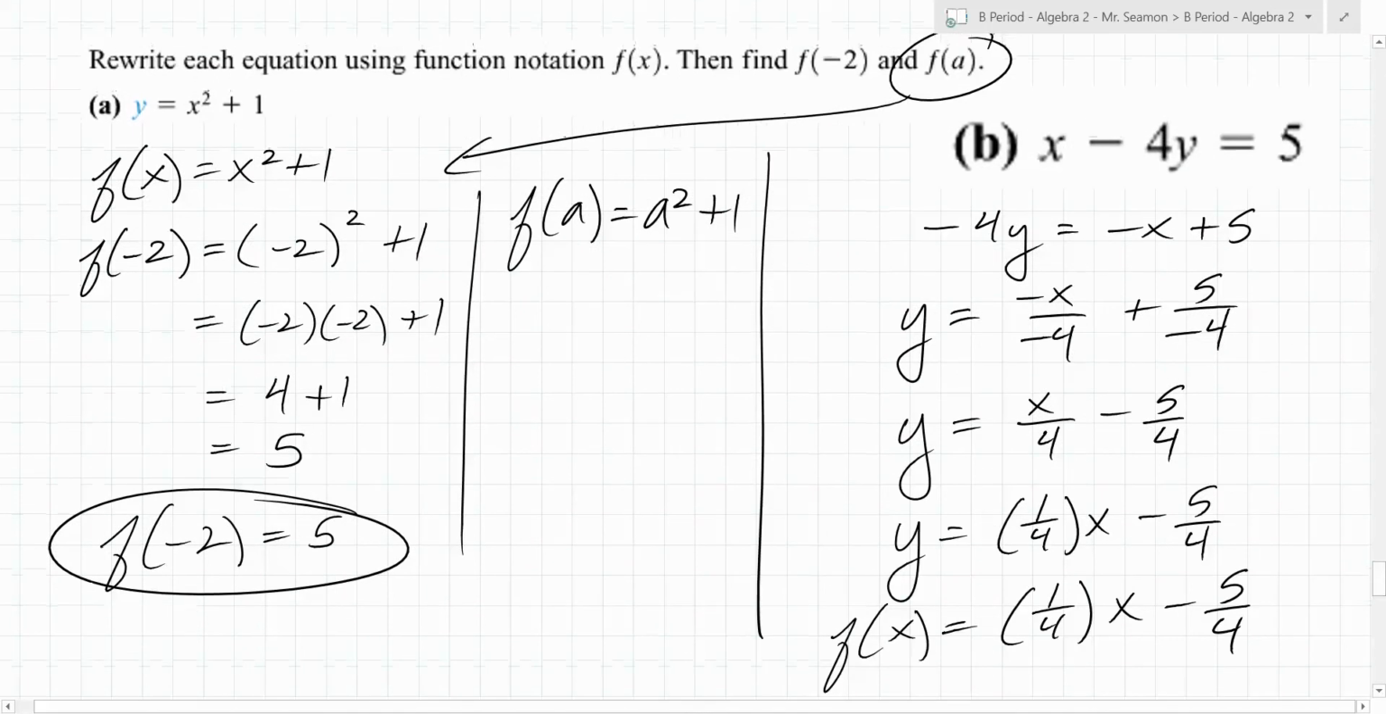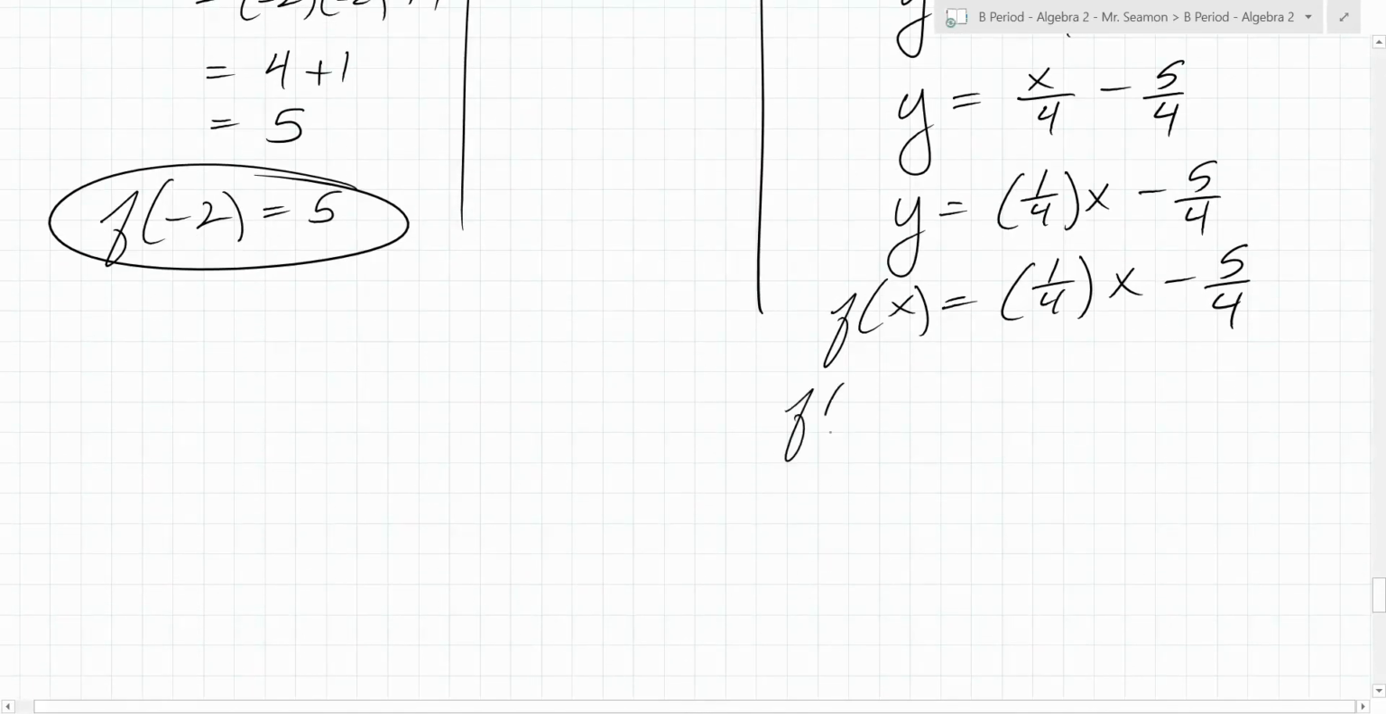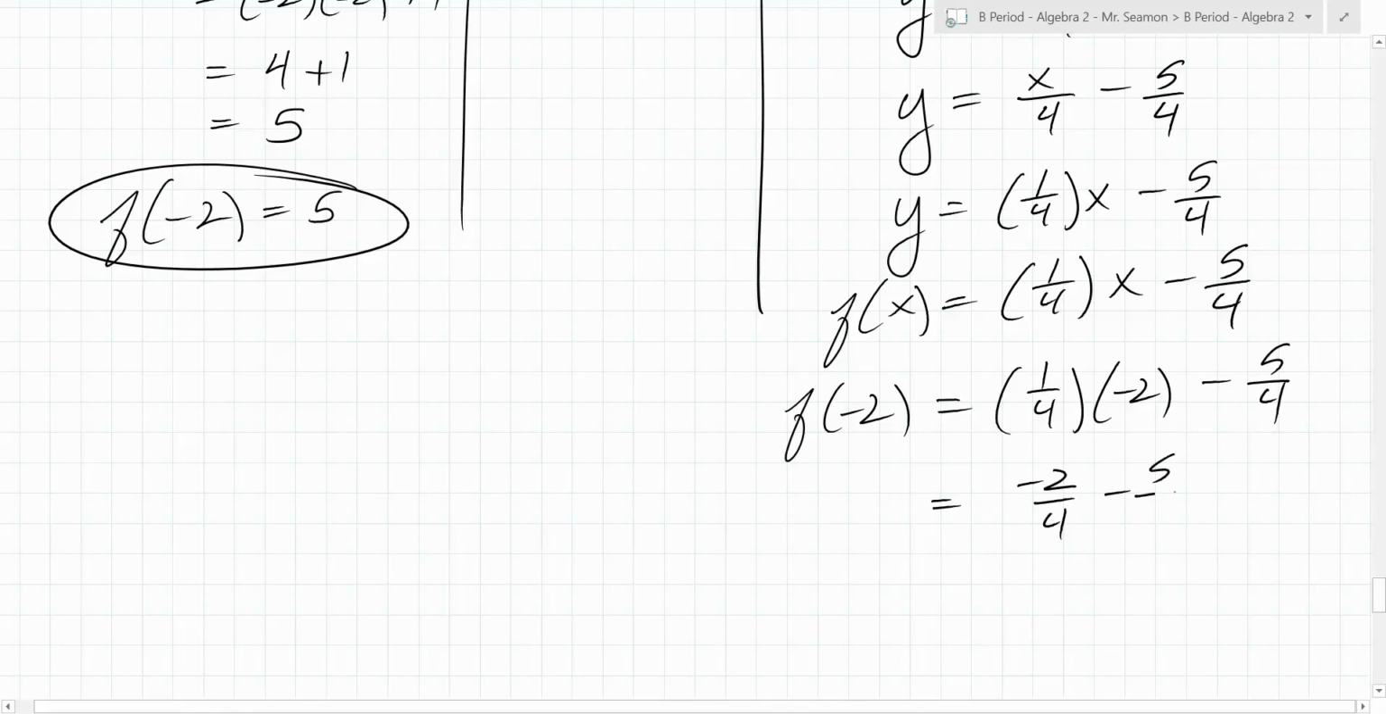This question asks us to find f of negative 2. So you plug in negative 2 for x. So you get 1/4 times negative 2 minus 5 over 4. It's going to be negative 2 over 4 minus 5 over 4, which is negative 7 over 4. So now we know that f of negative 2 is negative 7 over 4.